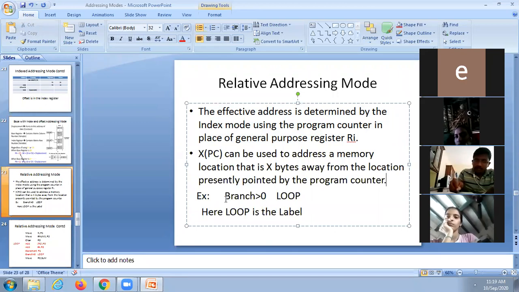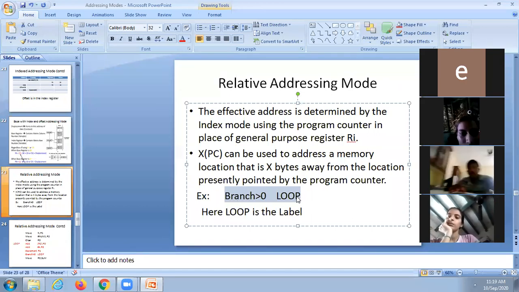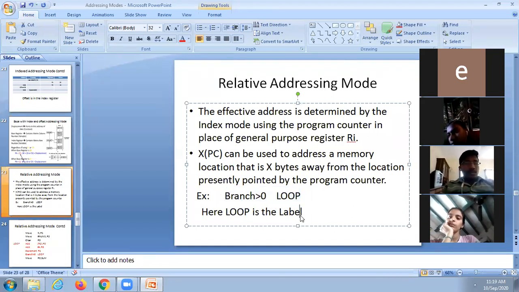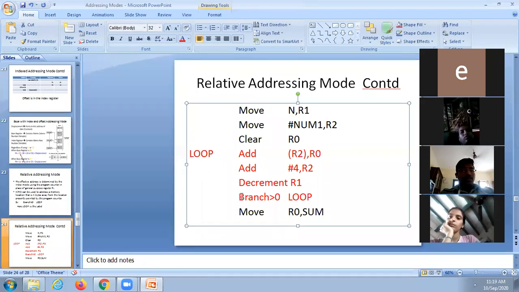The example is this. This is the example instruction which is using relative addressing mode. That is for looping, wherever you are going to use loops or labels: branch greater than 0, then loop. Here loop is a label. For writing loops, you are going to use this relative addressing mode. This is the relative addressing mode instruction that you are going to use.